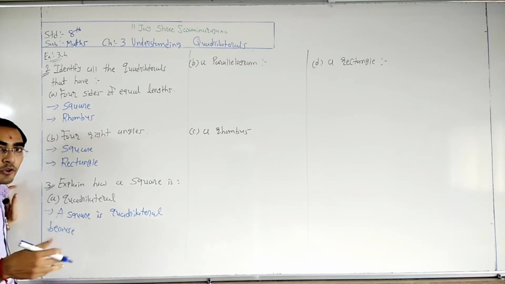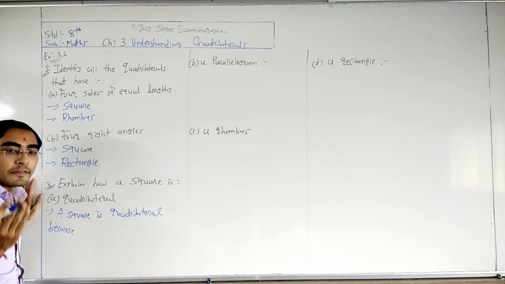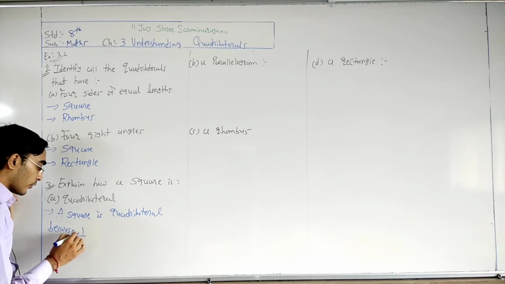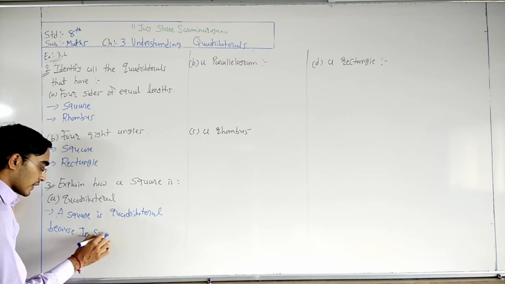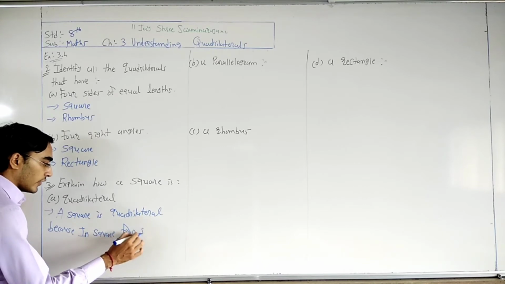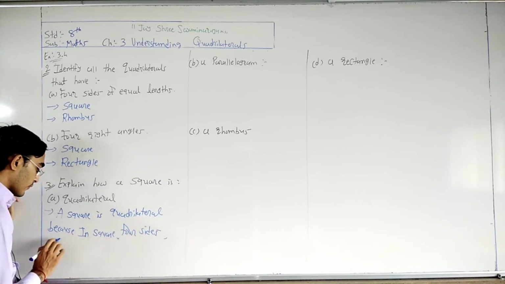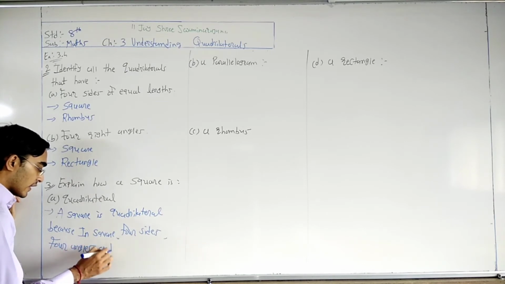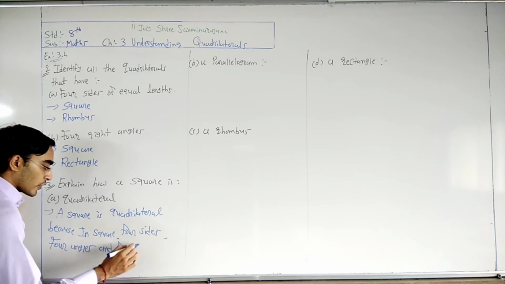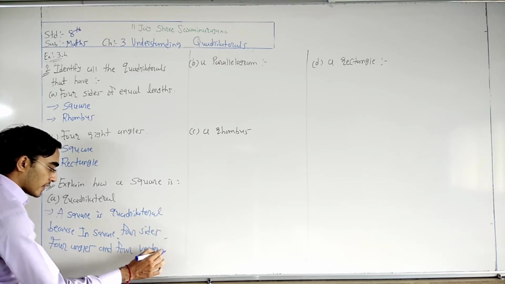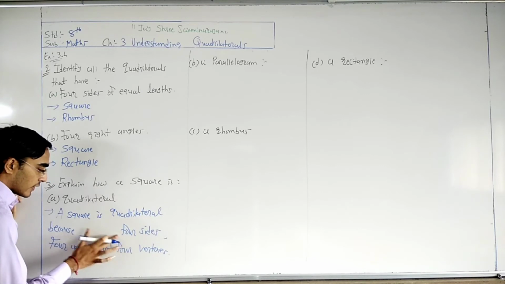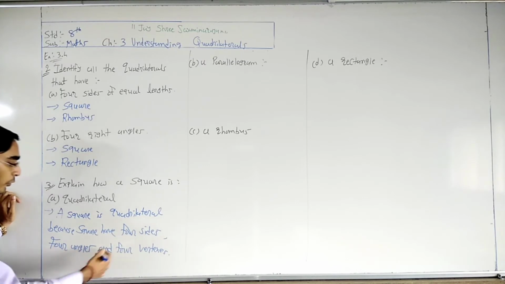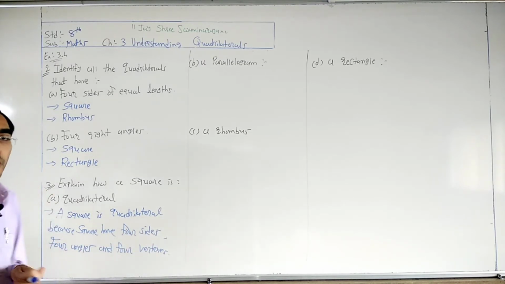For a quadrilateral, what are the things that are required? Four sides, four angles and four vertices. Right? Because in a square, four sides, four angles and four vertices. Because a square has four sides, four angles and four vertices, that's why it is called a quadrilateral.